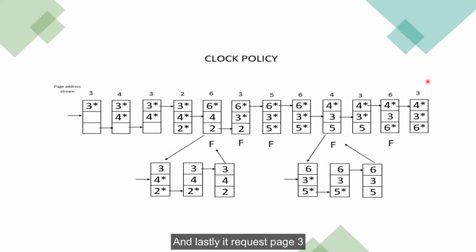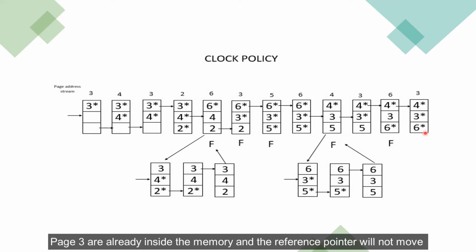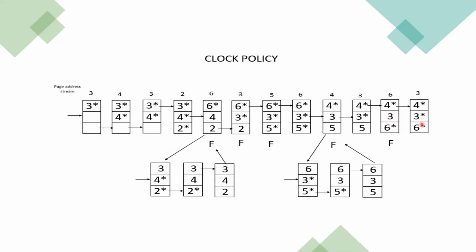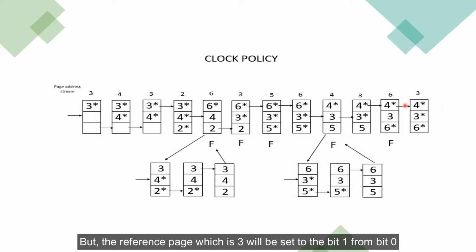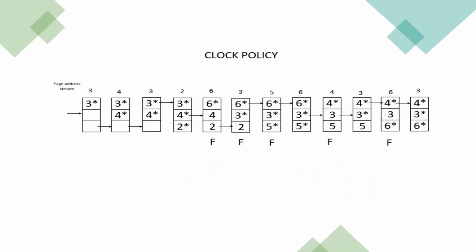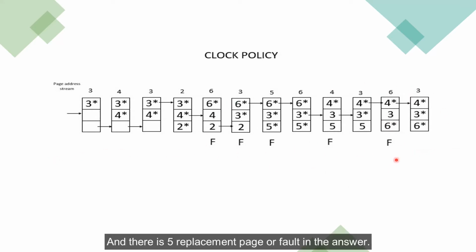And lastly, it requests page 3. Page 3 is already inside the memory and the reference pointer will not move, but the reference page, which is 3, will be set to bit 1 from bit 0. Here is our complete answer, and there are 5 page faults in the answer.